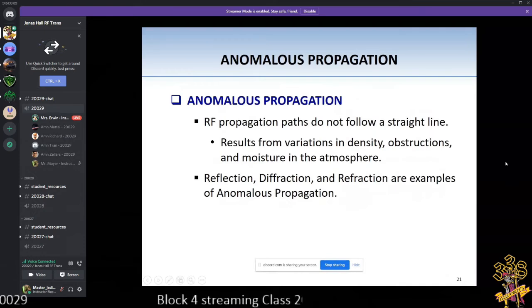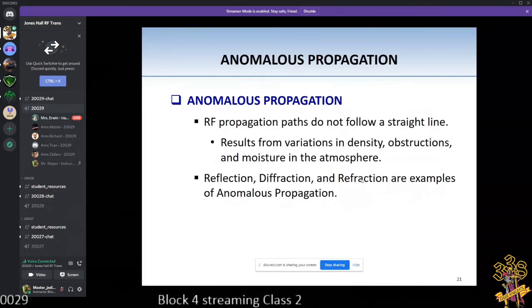Anomalous propagation. What's an anomaly? Something that's not you. Okay, so anomalous propagation just means that our propagation paths don't follow a straight line. They have different variations in density and obstructions and moisture that they're going to go through. These are all anomalies. Reflection, diffraction, refraction are all examples of anomalous propagation.